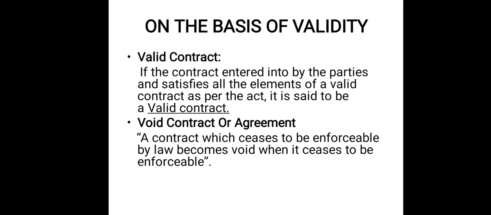Next, void contract or agreement: a contract which ceases to be enforceable by law becomes void when it ceases to be enforceable. See, you put a contract, but at that time the person dies. The person died, so we can't give any product to that particular person, even through anybody else. It is impossible. Because we put the contract to that particular person who is now deceased, automatically the contract will be void, we can't do the work.